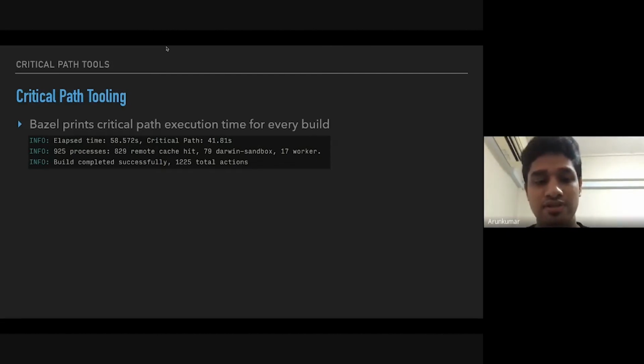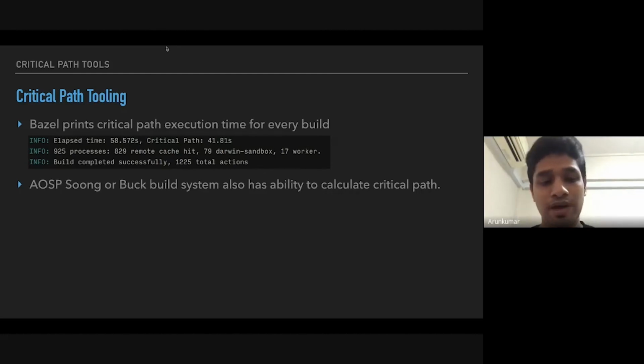For example, this is an example from a Bazel build. You can see critical path execution time was 41.81 seconds. That means that the build is not going to be any faster than the critical path, and the elapsed time is 48, which is the total time taken.